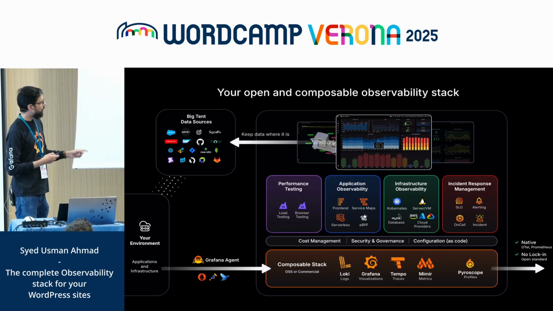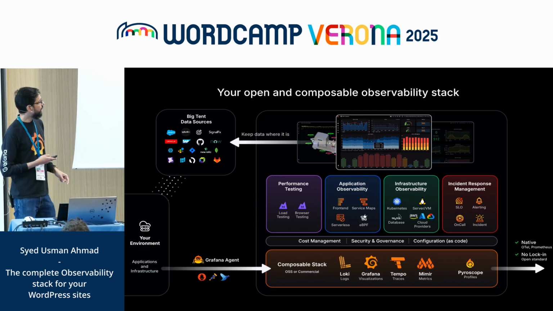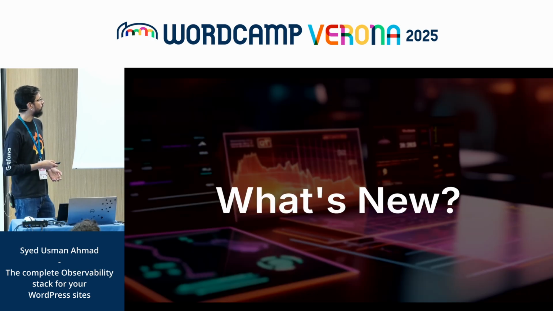Then I will just move forward because there's so many, but this is also all available open source. We have performance testing, which is like K6, a load testing tool. We have application observability, infrastructure, and alerting as well. So there is this whole stack which is totally open source, and you can use it.